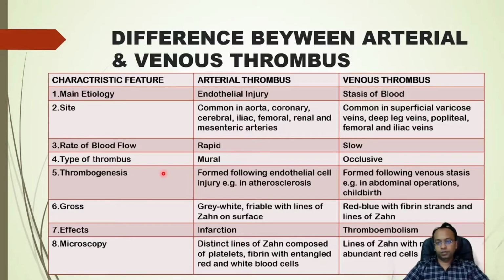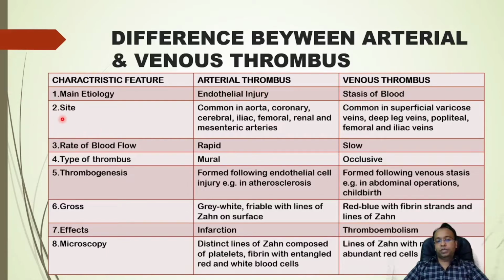All right. So as we have discussed, thrombus formation is of two types. Either it could be arterial or it could be venous. They can form in the artery or in the vein. So what is the basic difference between the arterial thrombus and the venous thrombus? This is the most important. Kindly listen carefully. The main etiology for the development of arterial thrombus is endothelial injury, while the main etiology for the venous thrombus is stasis of blood.